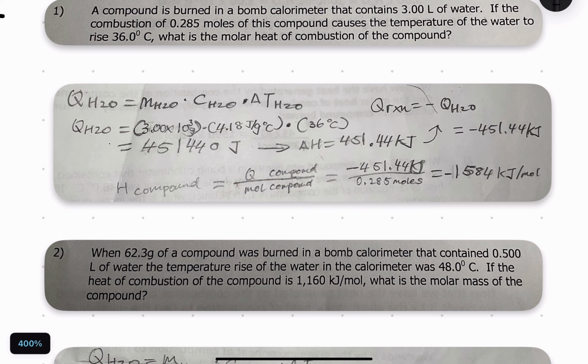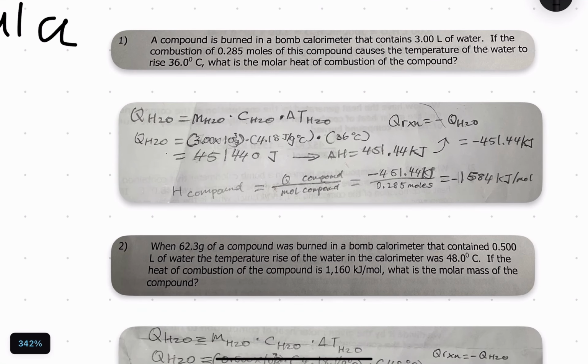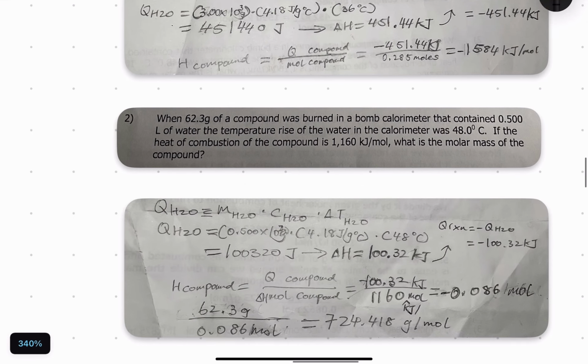After this step, we're not done yet. We need to use the H compound equals Q compound over moles compound formula, which is negative 451.44 kilojoules over 0.285 moles. The 0.285 moles is from the combustion of the compound here. So this lastly gets us negative 1,584 kilojoules per mole, and that's the answer for the first question.